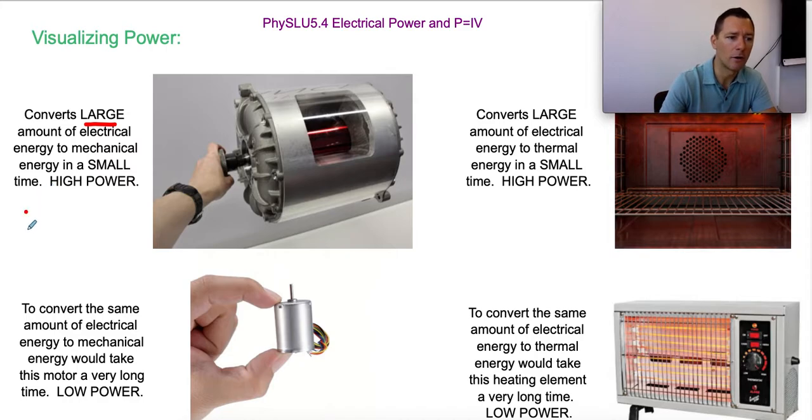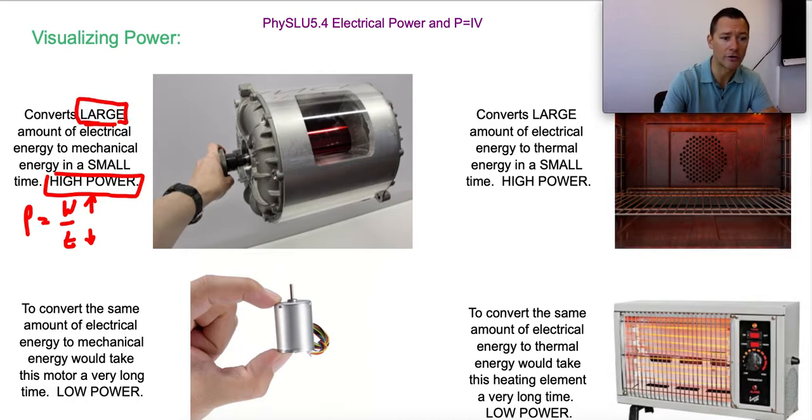So power is the work over time. It can do a large amount of work in a small amount of time. It means it has really high power. This little tiny motor could convert a large amount of electrical energy into mechanical energy. It could convert the same amount, but it would take a very long time to do this.